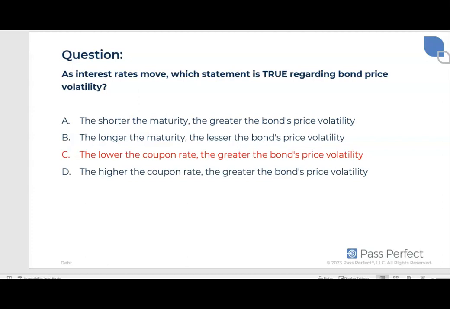Now A and B, first off, the opposite is true for both of them. Shorter maturities have lower volatility because they're not locked in for as long. Longer maturities, locked in paying this interest rate for a longer period of time, have a greater level of volatility. Anyway, A and B kind of cancel each other out because they sort of say the same thing. C and D, therefore, say opposite things. C and D are opposites.